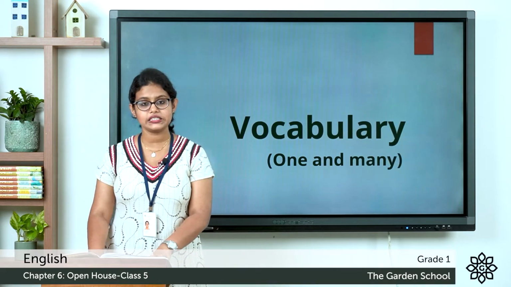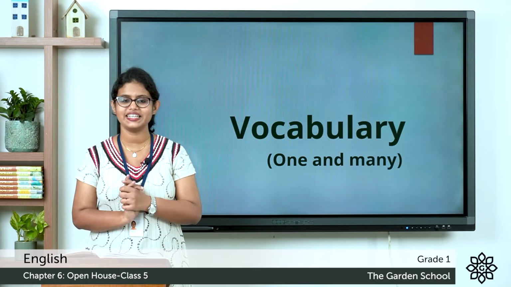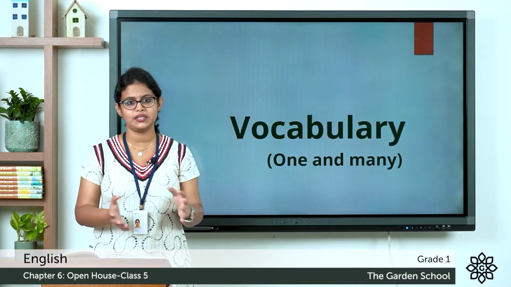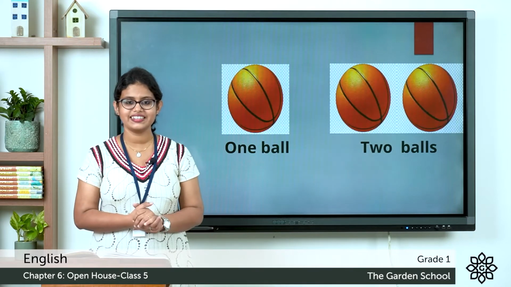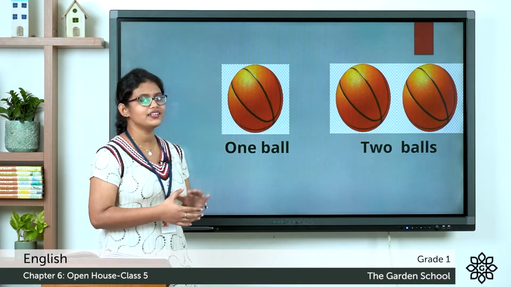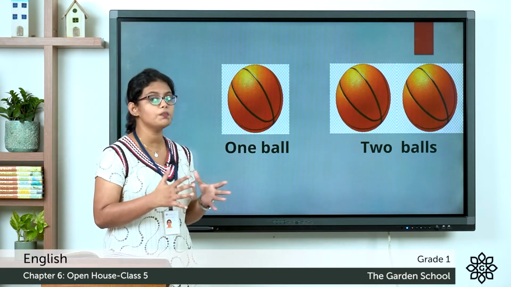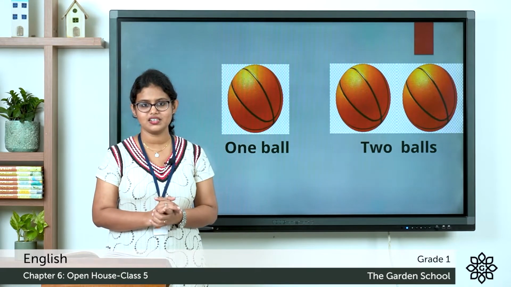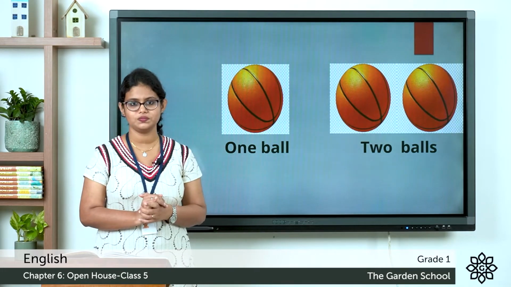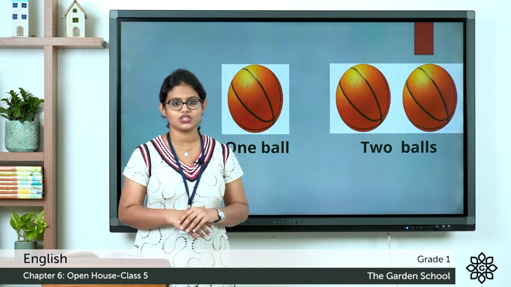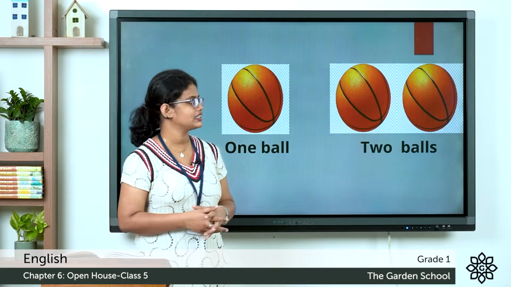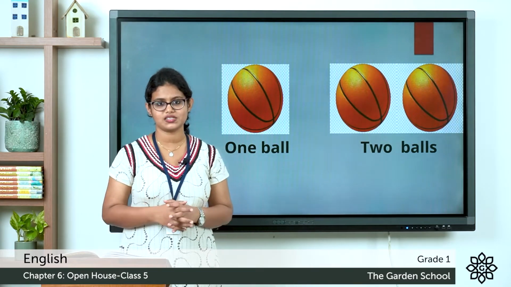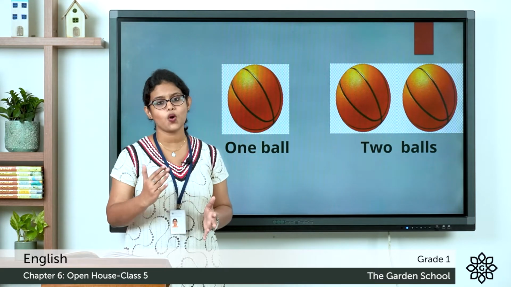In page number 87, it is vocabulary. So, we are going to learn about one and many. So, let's discuss with an example. So, here you can see a picture of a ball. So, how many balls are there? It is just one. We say one ball. Okay. So, let's see this picture. How many balls are there? There are 2. 1, 2. There are 2 balls. So, we say balls.